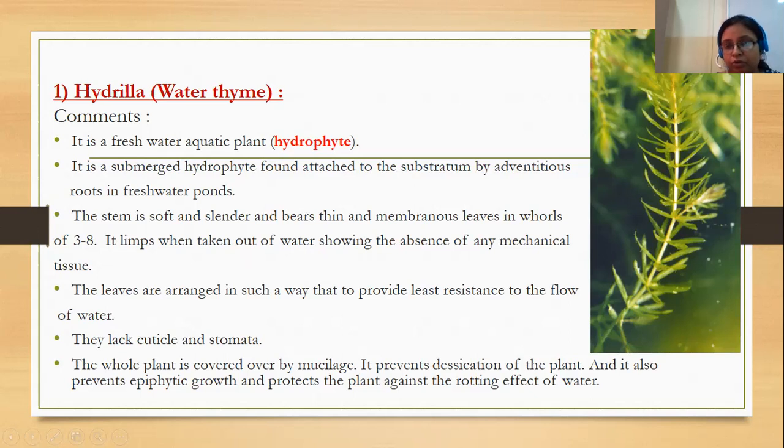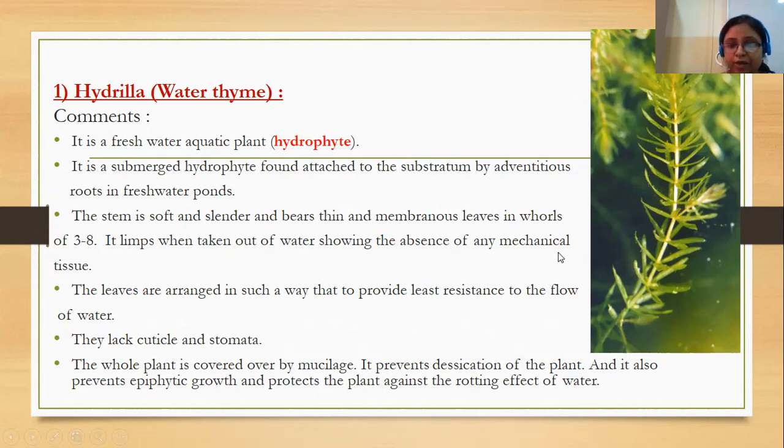Fine. So this is the whole body of this plant. When we look at the whole body of this plant, hydrilla, here you can see the stem is there. Here you can see the leaves are there and the roots are there with the help of which it remains attached to the substratum. Fine. See, here you can see the stem is so soft and slender. Why? Because this plant is a submerged plant. It lives in the water.